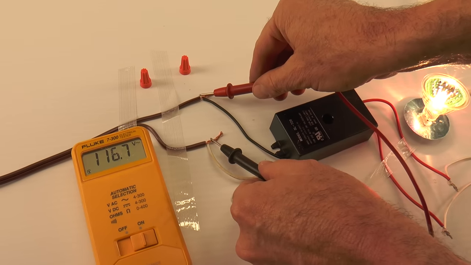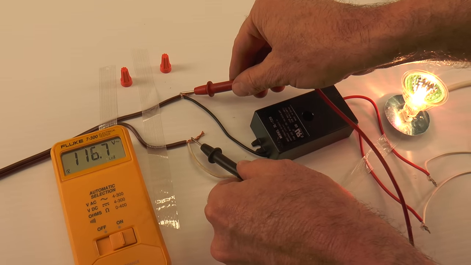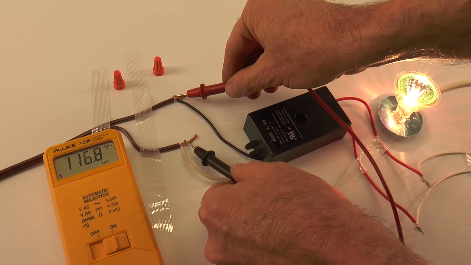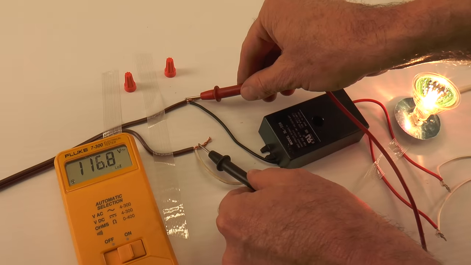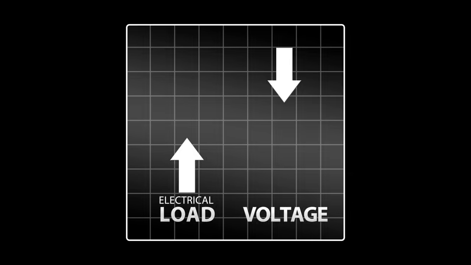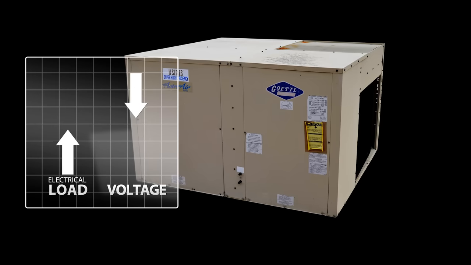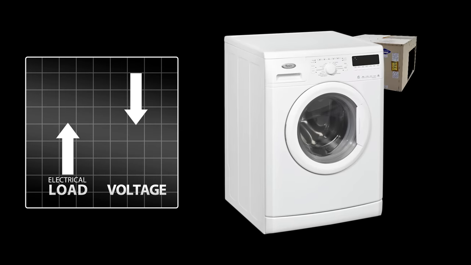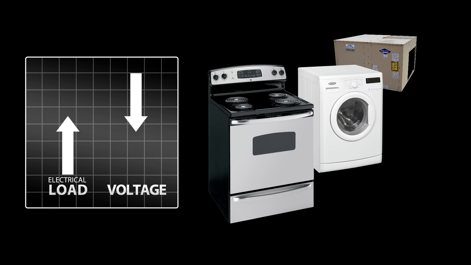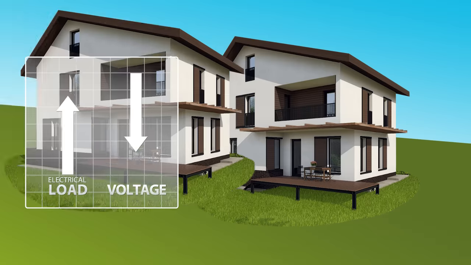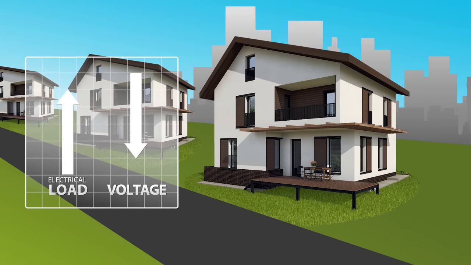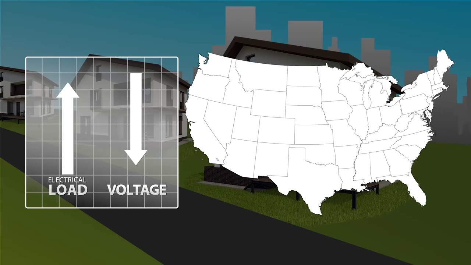We measured it here during our test and got this voltage. But it changes each and every time we check it. Here's why. As load increases during the day, you know, air conditioners come on, washing machines, ovens, the load on the electrical system goes up and the voltage goes down. This applies to your house, your street, your city, and your state.